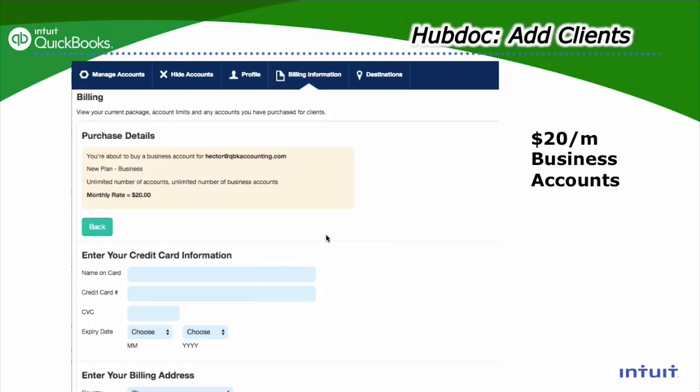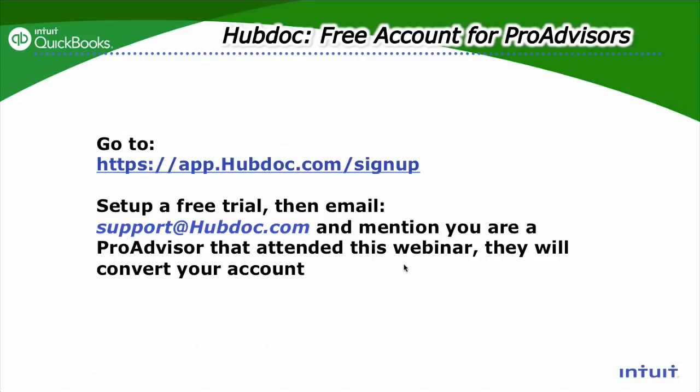Hubdoc is going to be $20 per business account, basically per user per company, aggregating information. So if you sign up any customers, they're going to pay $20 a month. Hubdoc has an offer for QuickBooks ProAdvisors. If you sign up for a trial, there's the link right there. After you sign up for a trial, you send an email to support@hubdoc.com.